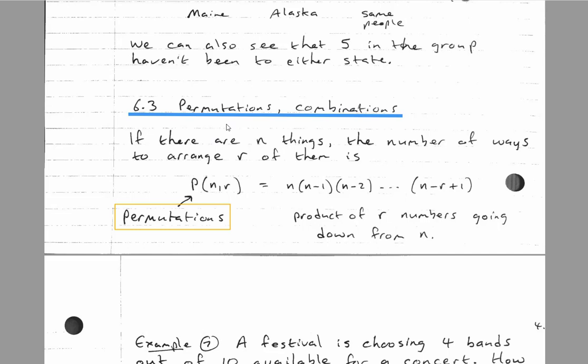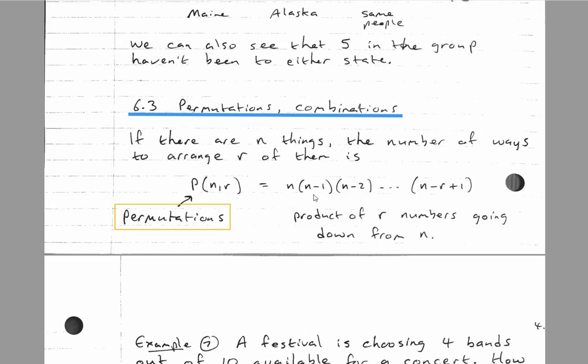Okay, so an application of the product rule is to permutations. So suppose you have n things, then the number of ways to arrange r of them, that's called a permutation number, P(n, r). Okay, so out of the n things, you're picking r of them, so it's r tasks.